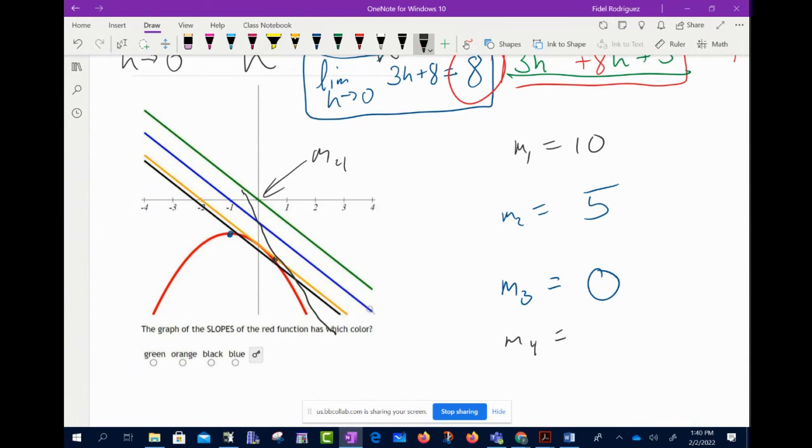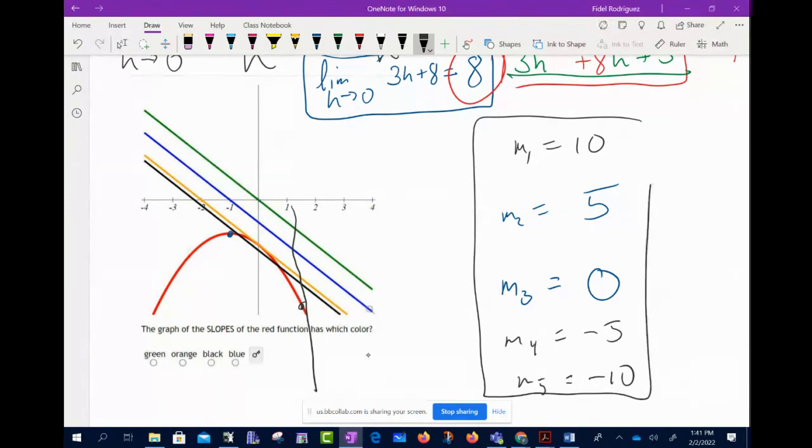Now, it looks pretty steep, right? So I'm going to say it's, say, -5. But I'm going to do one more. Would you say this one is also negative? And is it more steep? Okay. So M5 would be something like, say, -10, right? So now what I want to do, these right here, y'all, are going to be my Y value of either the green line, the blue line, the yellow line, or the black line.